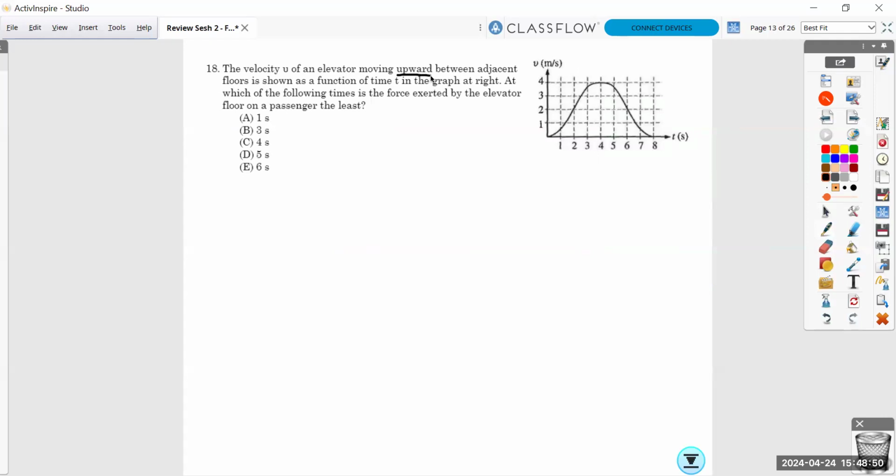So I'm going to rewrite this as Fn minus mg equals ma. There's some normal force pushing you up. There's gravity pulling you down, but we are moving upwards. In this case, I'm curious about the normal force, so I'm going to solve for the normal force and get mg plus ma.